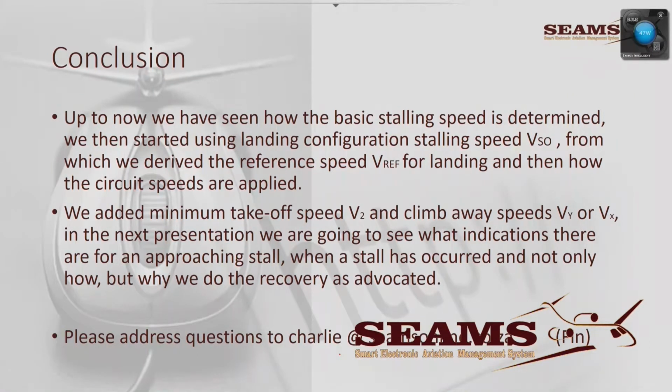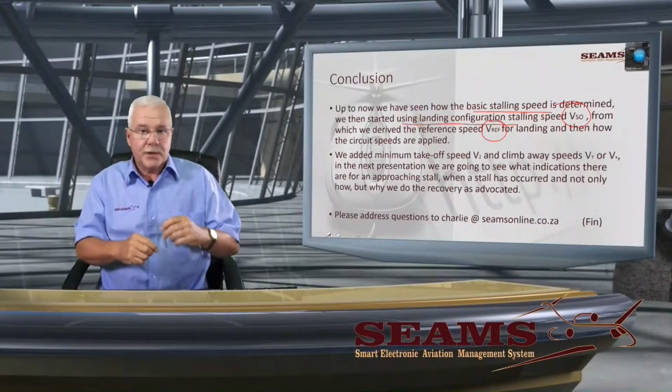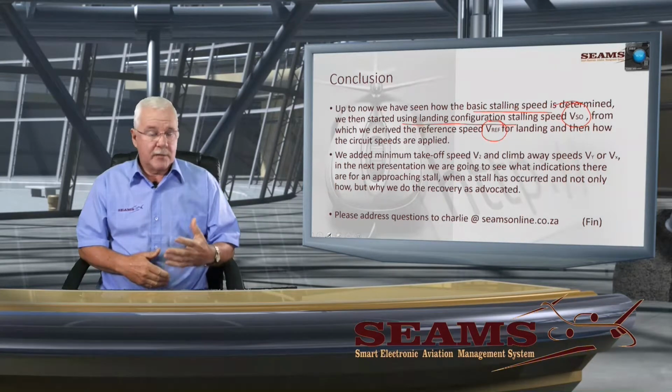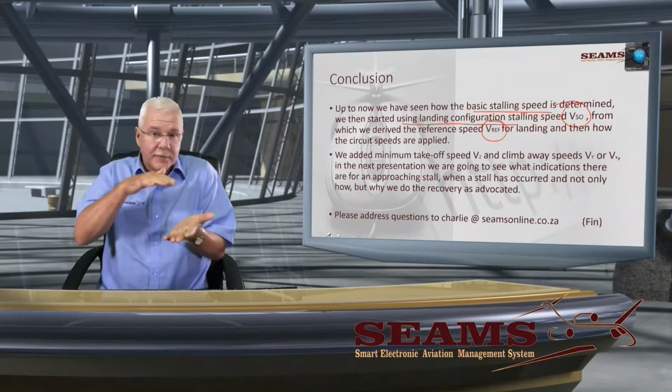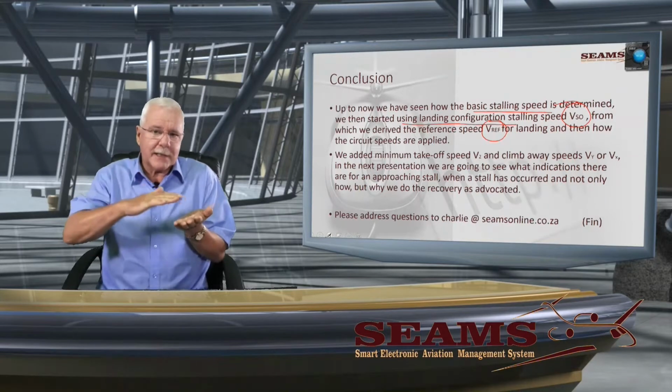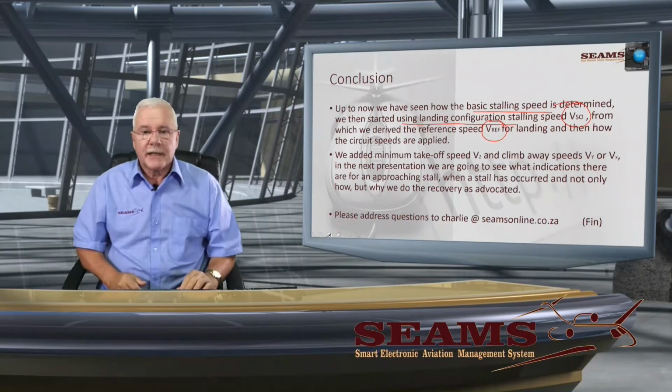So it's been a short one, this one. Conclusion. Up to now, we've seen the basic stalling speed. We started using the landing configuration. In other words, we've got VSO. From that, we multiplied it by 1.3, and rounded it up to the best figure that we can use, and that became our V reference. We then took the V reference and simply added 15, and that was the downwind speed. Base leg 10 knots less, final VREF plus 5, and then VREF is when you go over the threshold. Slightly before that, plus or minus, but that's the speed that you want there.